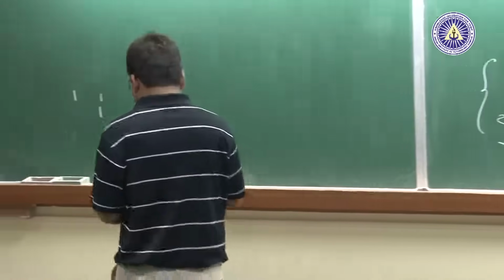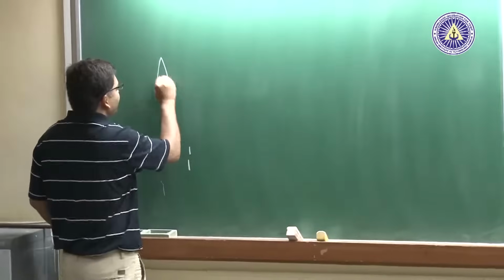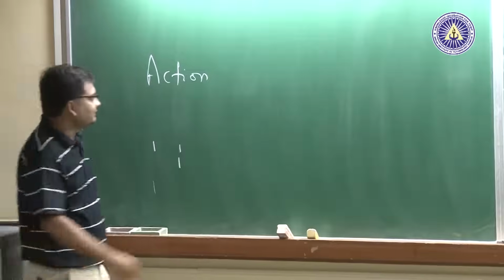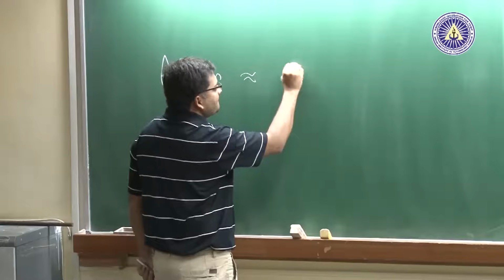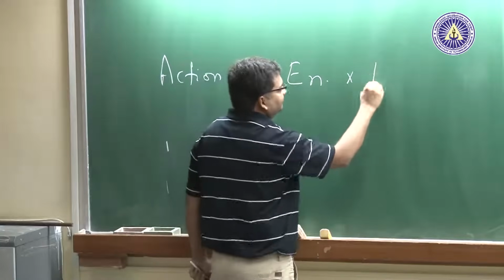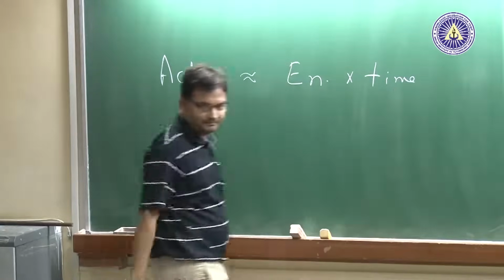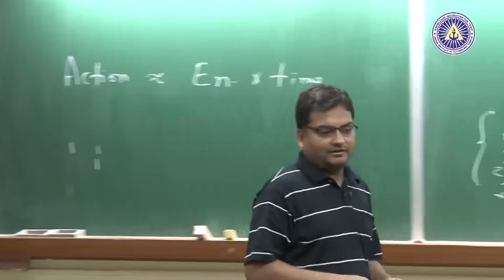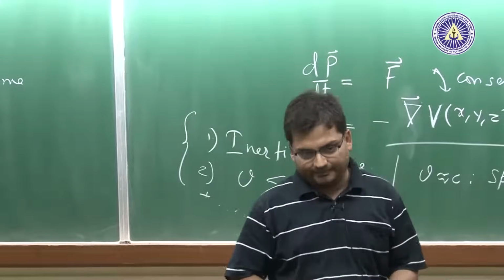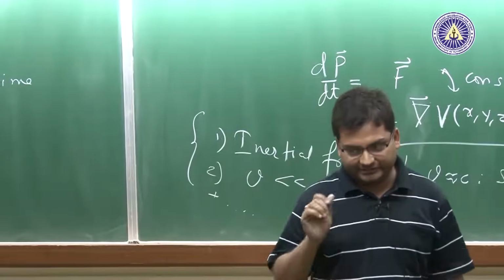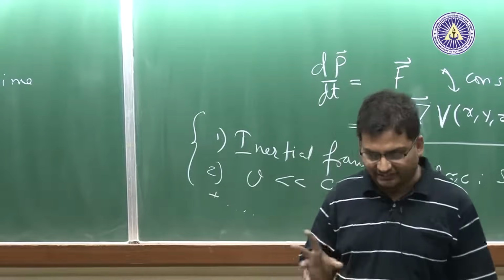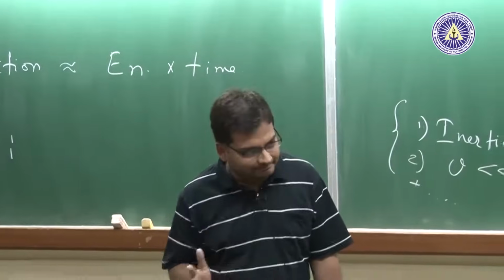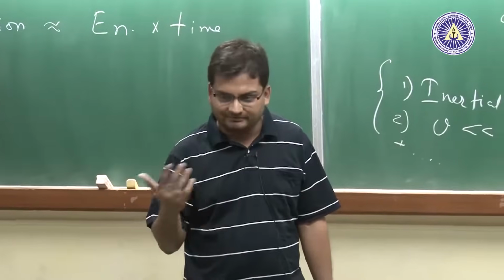So, let me define something called action. Okay, I am not defining, I am just saying that there is something called action, which roughly has dimensions of energy times time. Now, suppose I have a system in which I can estimate the rough order of its action, some estimate of its energy and some estimate of the time it takes.